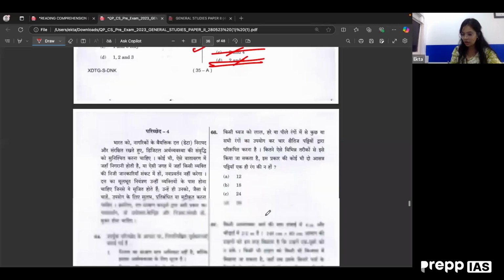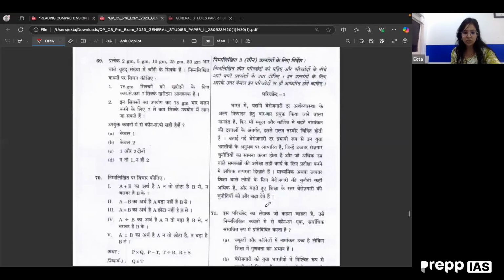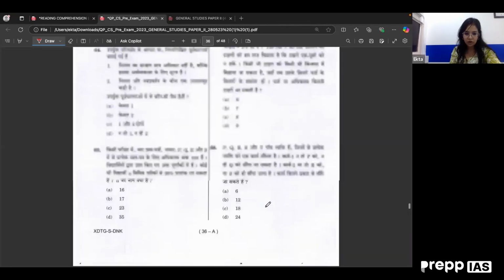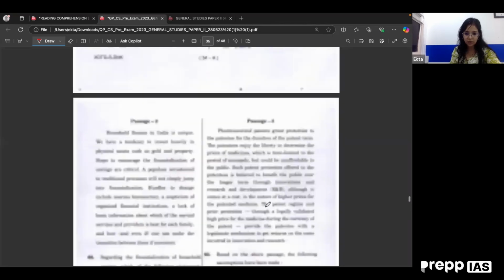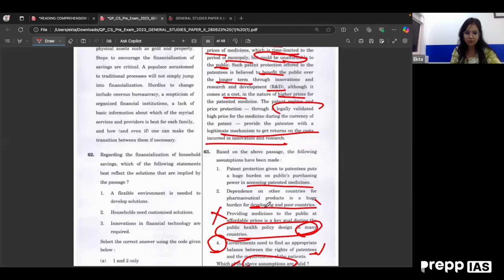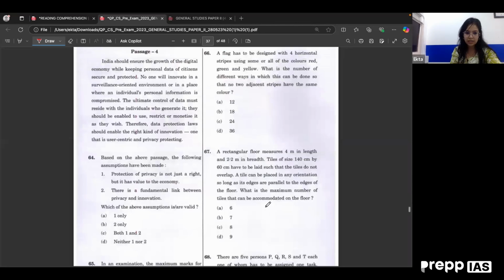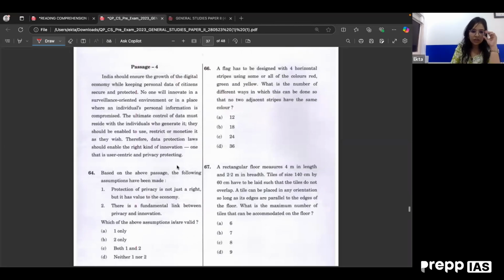Got the idea? Now the last question that was asked in 2023 paper from the assumption on this topics were question number 64. Yes. Digital economy.